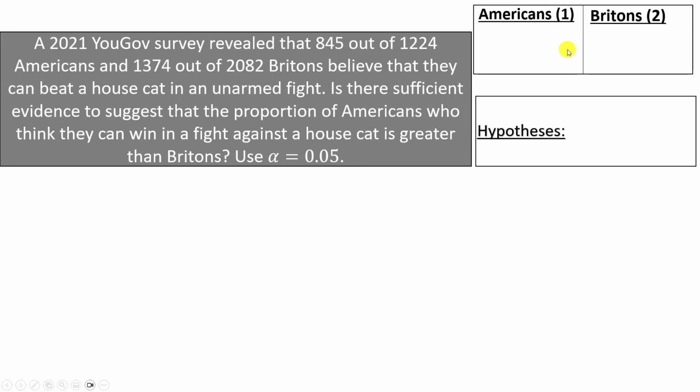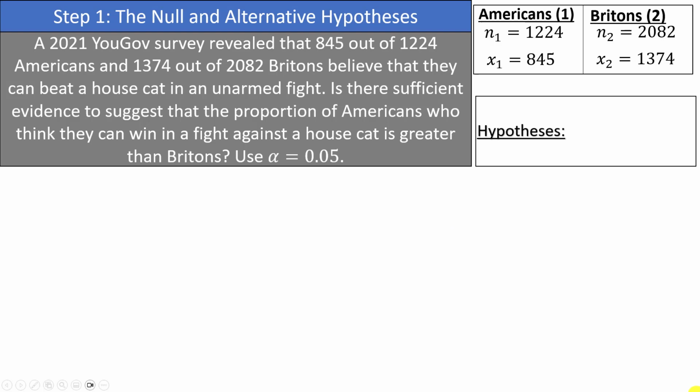So our first sample is Americans. We had 845 successes, so we use x1 to represent that, out of a sample size of 1224. From Great Britain, we had 1374 successes out of a sample size of 2082. We could go ahead and calculate those p-hats, but it's not really necessary in this problem because the calculator will do that for us. We can really just go and set up our hypotheses.